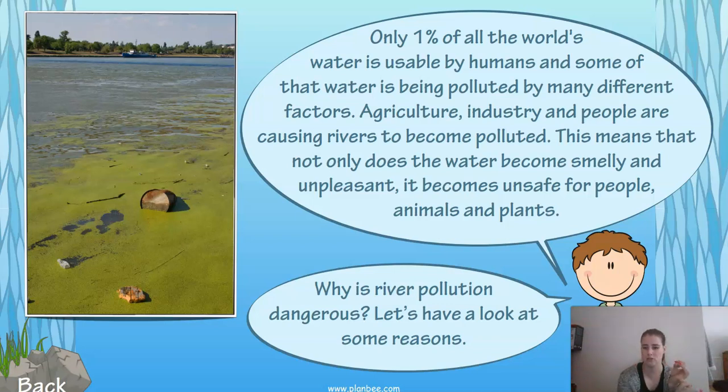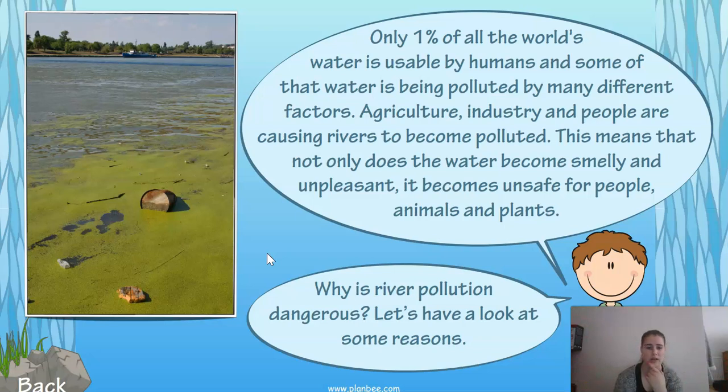It affects things like agriculture, which is farming. It affects industry, so people that make things. If you've got chemical plants, electrical plants, and people, we cause river pollution. Not only does it mean the water becomes smelly and unpleasant, which you can see here, where we've got the algae forms, an oil tanker, and plastic, it actually becomes unsafe for people, animals, and plants. Basically, three of the most important things on this planet.